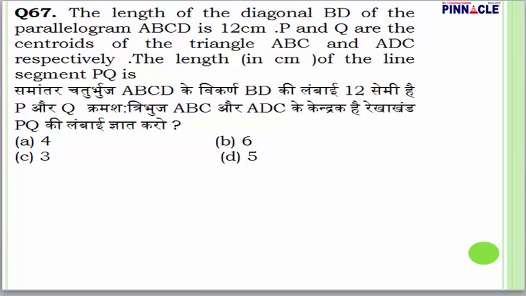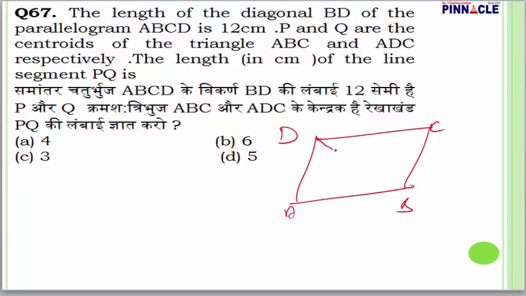Question number 67. The length of the diagonal BD of the parallelogram ABCD is 12. P and Q are the centroids of ABC and ADC. BD is 12, entire is 12. We have to find the length of the line PQ. What is the value of PQ?